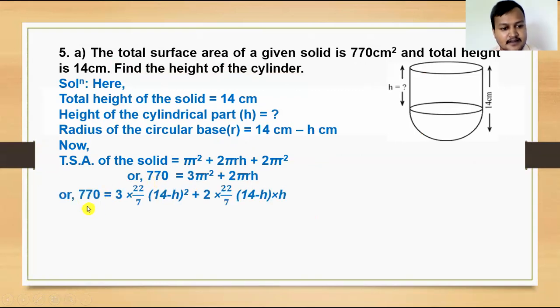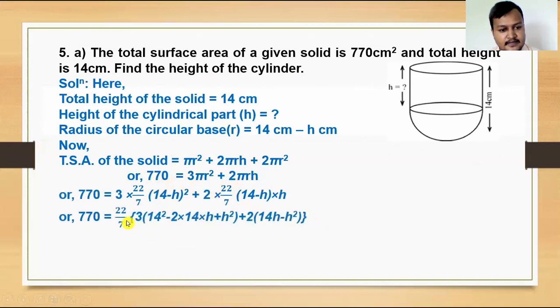770 is there at the left side. 3 into 22 by 7. I substituted all values. Value of r is 14 minus h. 2 again value of r 14 minus h. H remains the same, and 22 by 7 I have taken common here. Take it to the left side and it becomes 7 by 22. Other terms I simplified here by using the formula a minus b whole square.